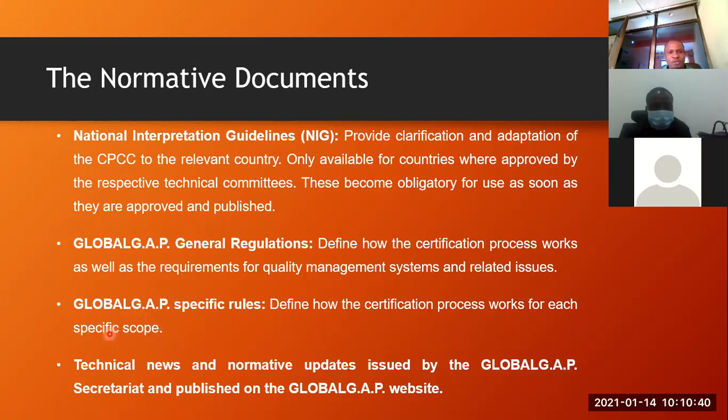GlobalGAP also has specific rules which define the certification process for specific scopes. So if you take, for example, a company like LATC that is doing vegetables.